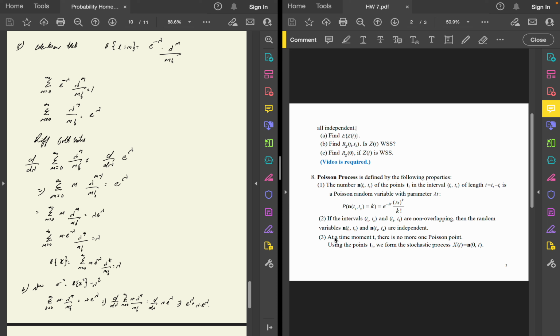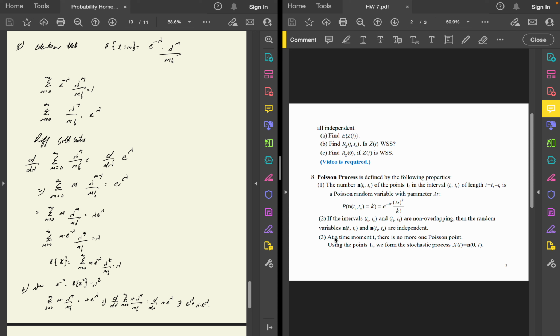Question. That is the eighth one. We are given a Poisson process which is defined with the following properties. So now the number N(t1, t2). Okay, so we're given the interval is t1 to t2, of length t equal to t2 minus t1, and we are given the parameter as lambda times t.